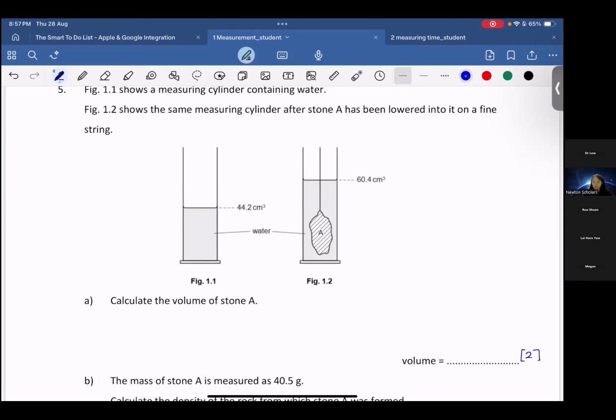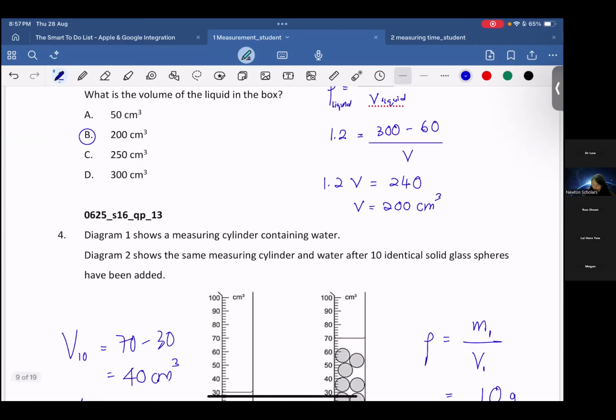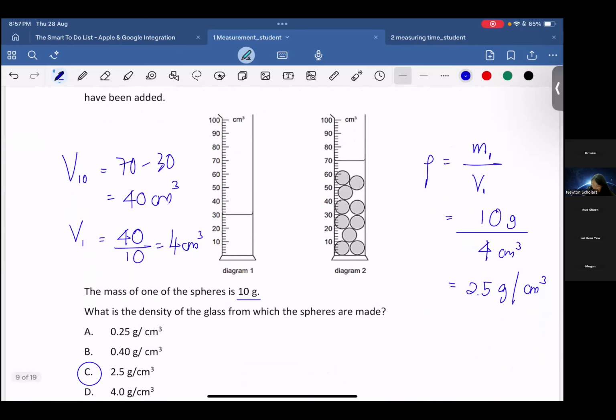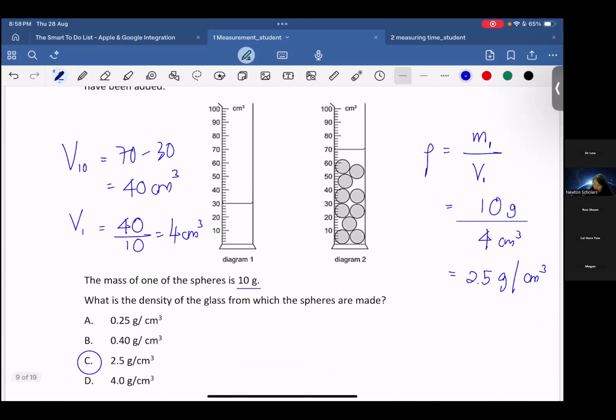This question is easy. Megan already gave the answer. Yes, teacher, can you show question 4? Yeah. Question 4. Volume for one sphere. So this is step 1. This is step 2.